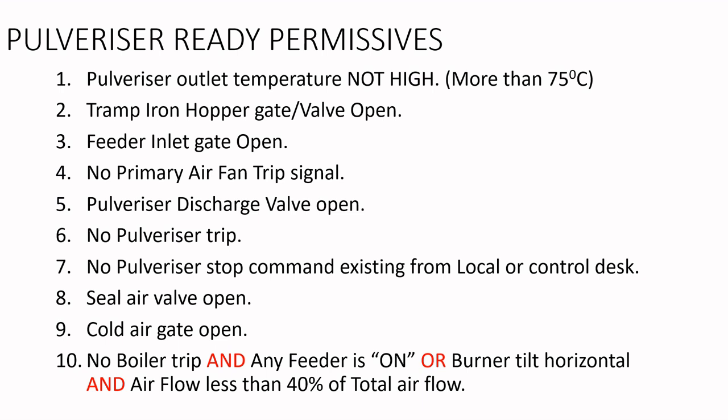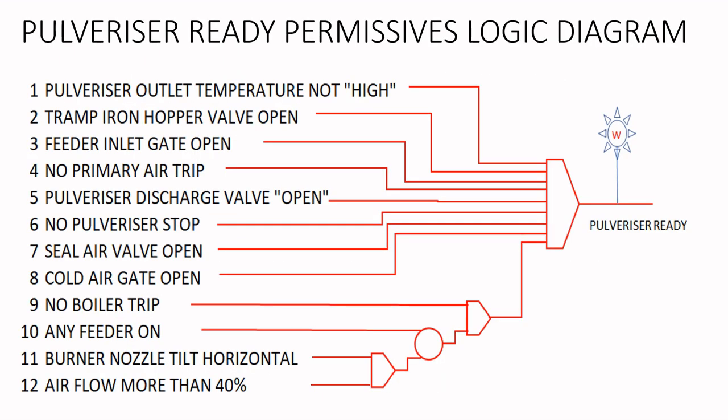The last and important is no boiler trip and any feeder is on, or burner tilt horizontal and airflow less than 40% of the total airflow. So these are the pulverizer ready permissives. You can see it in the diagram also. The diagram would be something like this.